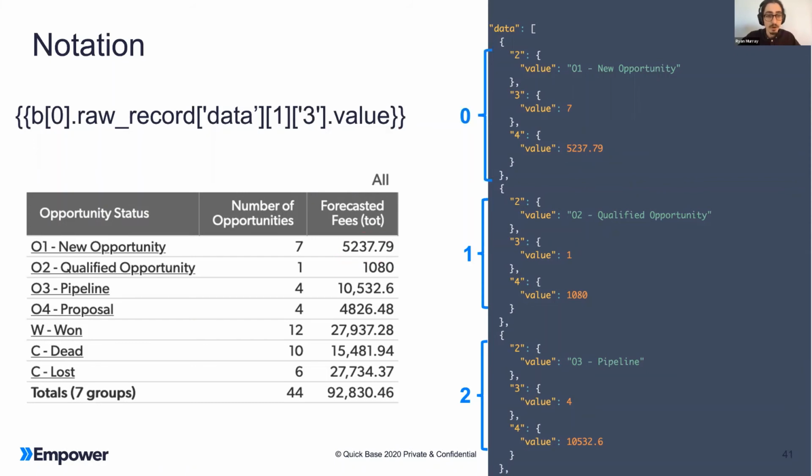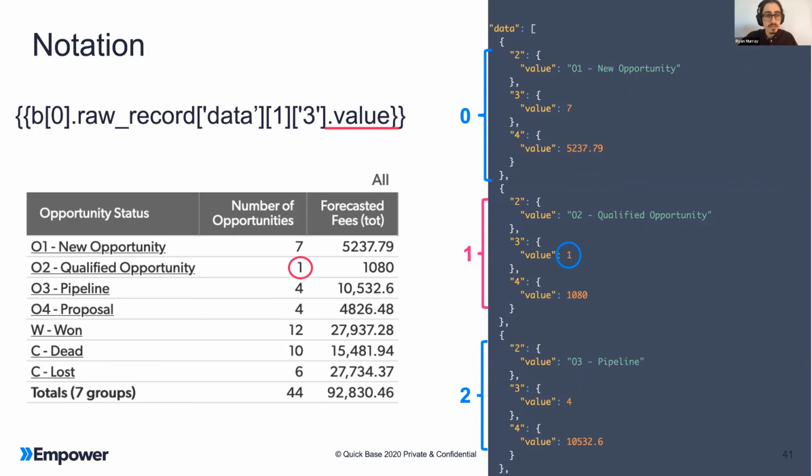Let's look at our O2 qualified opportunity. You'll notice here, we're again still looking in that data object, but instead of looking at the 0th object contained there, we're looking at our first object down here. I want you to look at the object named 3, which is our number of opportunities, and go get me the value, which is contained right there.